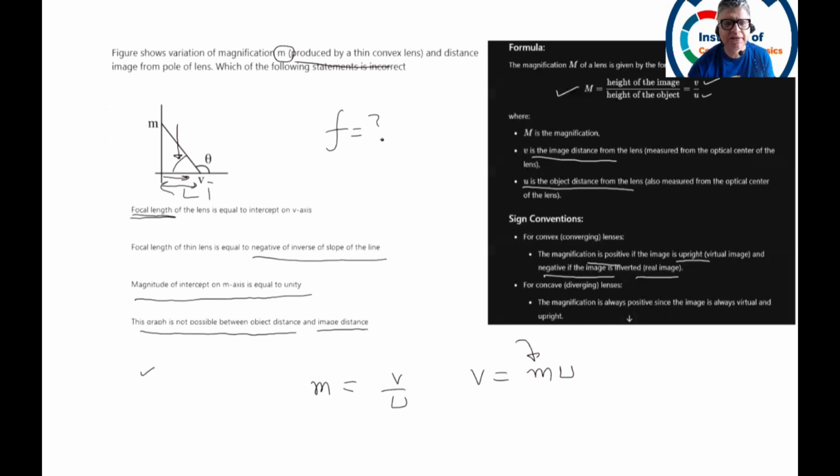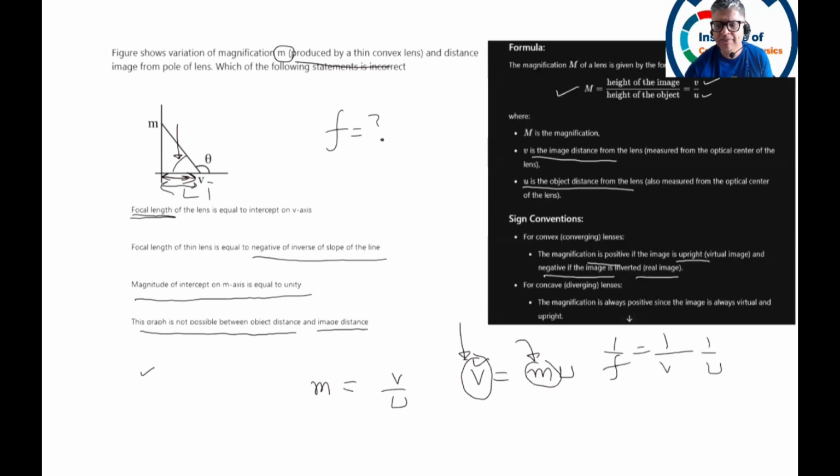So magnification is the intercept. So this is the relationship he has created. We have to decide this particular part, right? So v is equal to mu, so this is my image distance, this is my object, and my focal length is given by 1 by f is equal to 1 by v minus u.